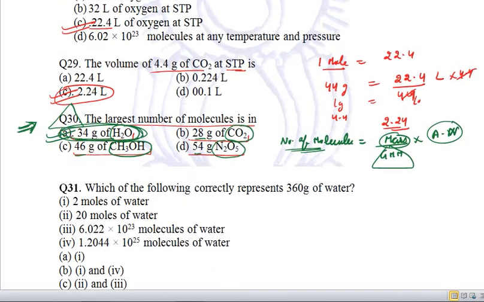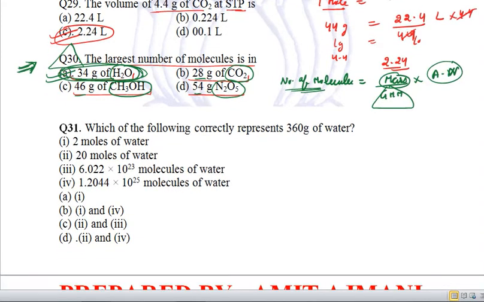Coming to the next question. Which of the following correctly represents 360 grams of water? Is it 2 moles of water, or 20 moles of water, or 6.022 × 10^23 molecules of water, or is it 1.044 × 10^25 molecules of water? For this, we need to first try to relate.